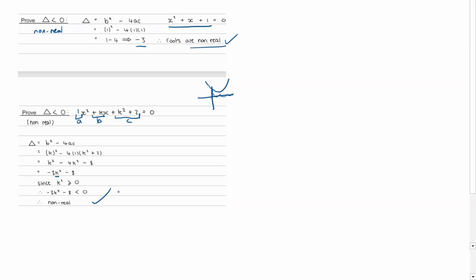And I hope that was helpful just as going through two basic examples of working with nature of roots.